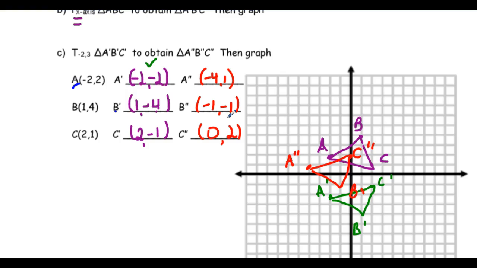You can double check and make sure they match. For instance, the 2, 1: 2 minus 2 is 0, and 1 plus 3 should be, oh no, not 1. You're adding it to negative 1. So 2 minus 2 is 0, and negative 1 plus 3 is 2. You can check with each of these. 1 minus 2 is negative 1. Negative 4 plus 3 is negative 1. Negative 2 minus 2 is negative 4. Negative 2 plus 3 is positive 1. So that all checks out. And we have our graph.